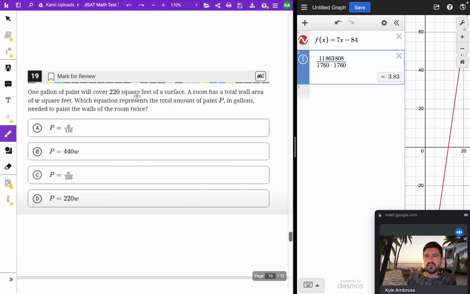And you'll see what I mean when I start this. So why don't we say that W is 440. I'm going to pick a nice number that 220 goes into. So if W is 440, that's the total wall area of the room, but we want to paint the walls of the room twice, so we need to have double that, which would be 880. So we need 880 square feet of paint.